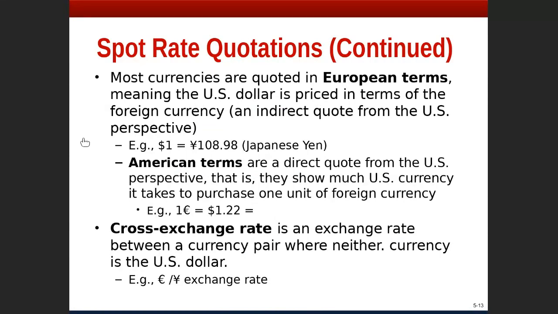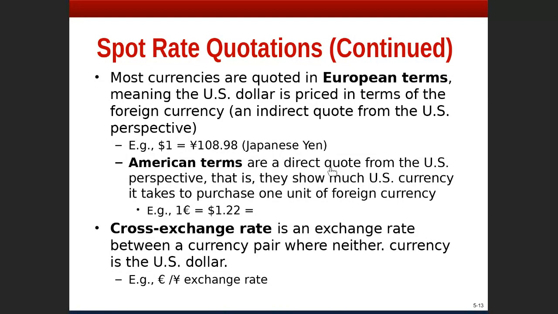Most currencies are quoted in European terms, meaning the US dollar is priced in terms of the foreign currency. And this is an indirect quote from the US perspective. For example, question is, if you own Japanese yen and you want to purchase US dollars, we're looking at this from the US standpoint, how much would it cost you? Well, $1 US will cost you 109 Japanese yen.